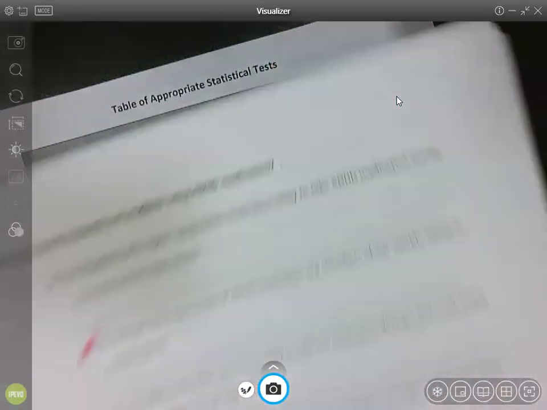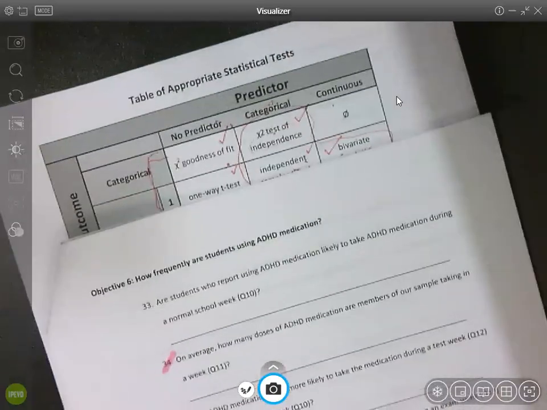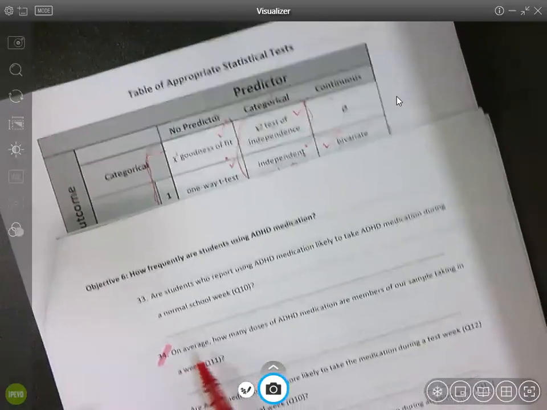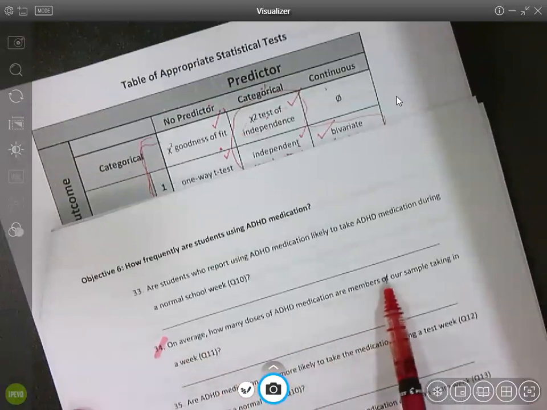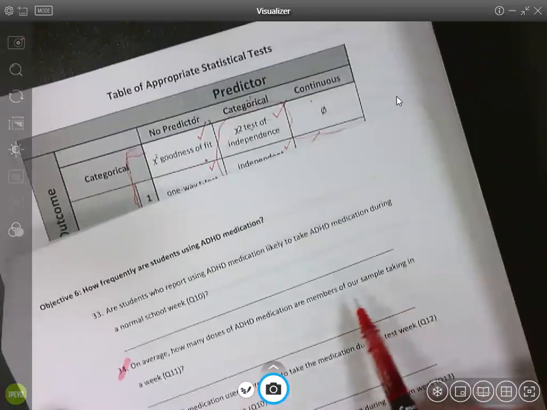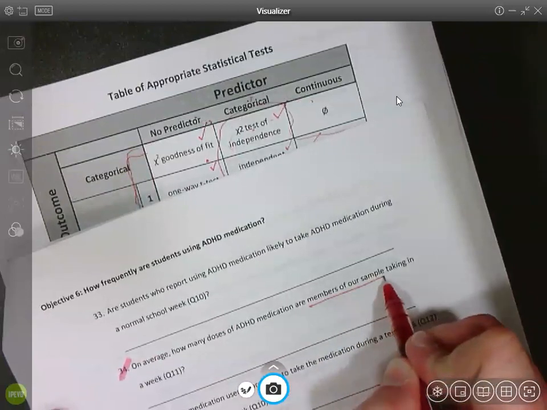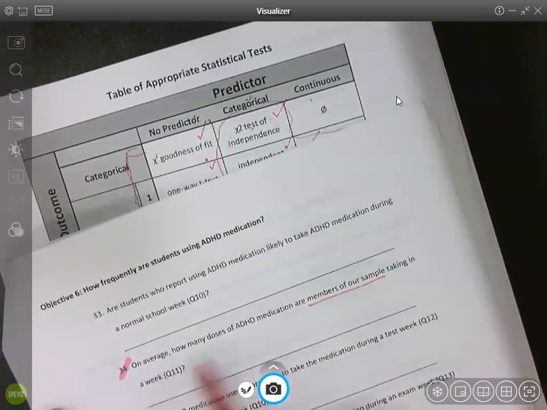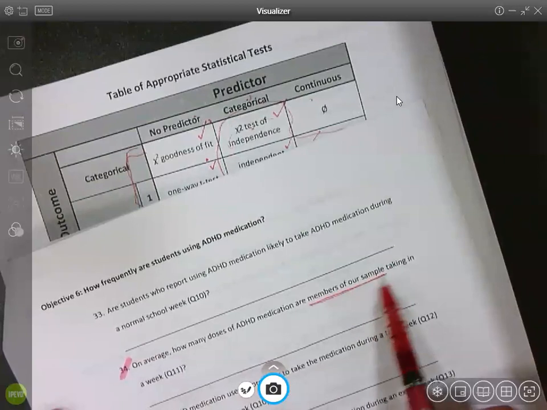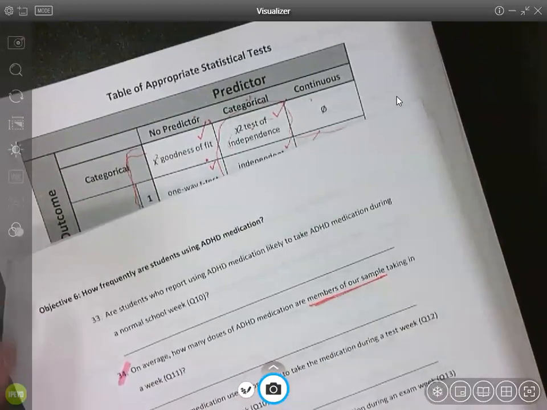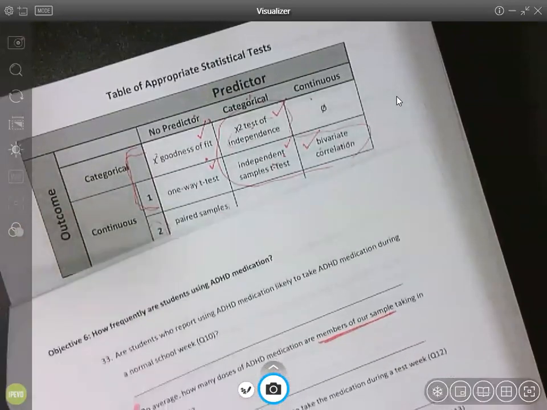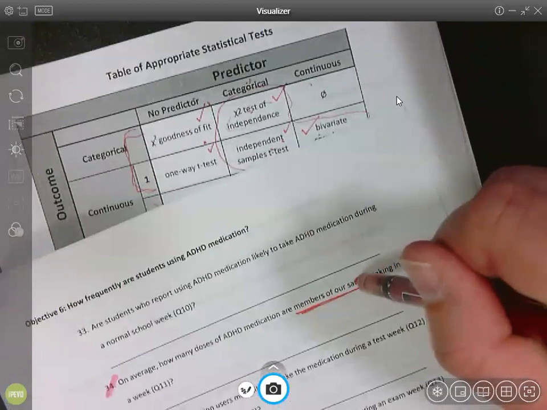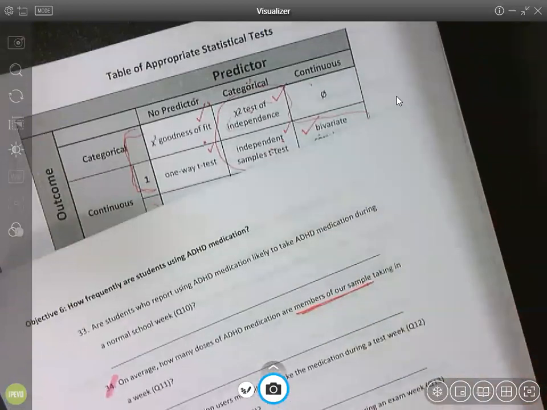All right, last test that we haven't talked about yet. Question number 34 asks, on average, how many doses of ADHD medication are members of our sample taking in a week? This is explicitly referencing our sample, so we know that we need a sample statistic. We're not making an inference to the broader population. We're just saying the people who took our survey, how did they answer this question?